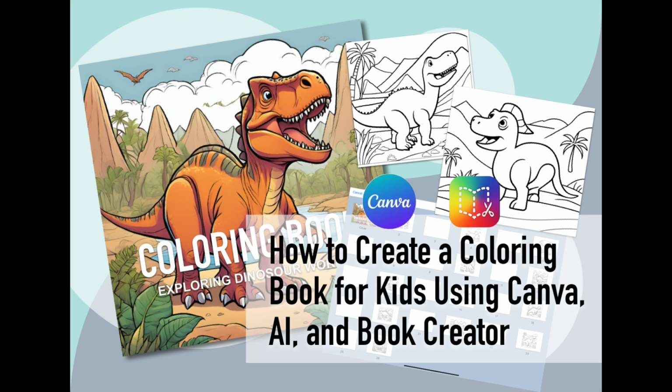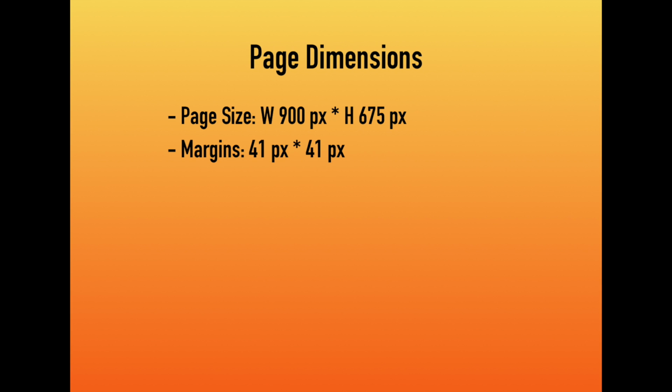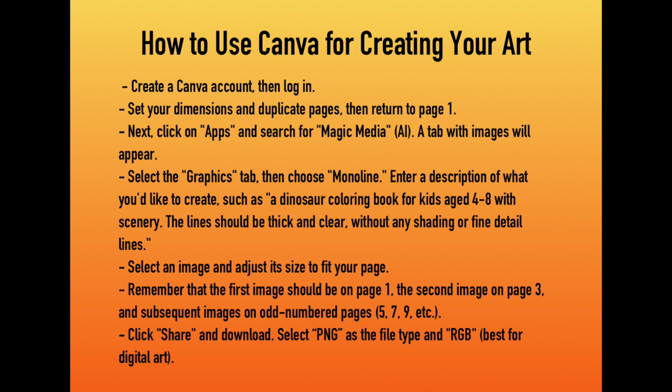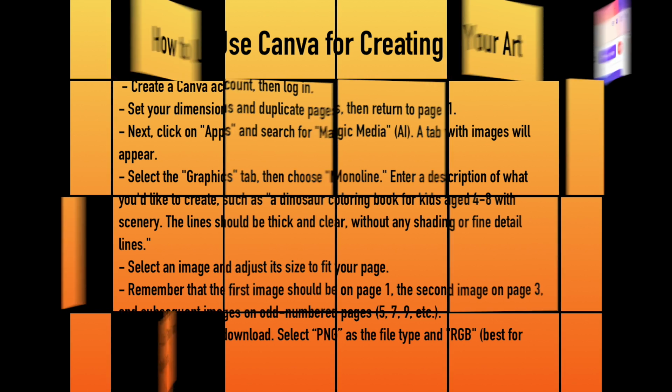How to create a coloring book for kids using Canva AI and Book Creator. First, set your page dimensions, and please read how to use Canva for creating your art. You can pause the video and read it again.